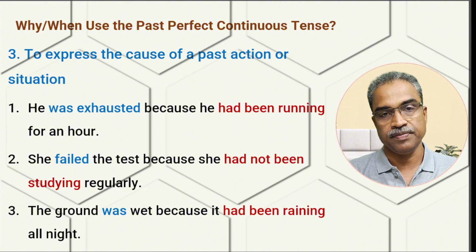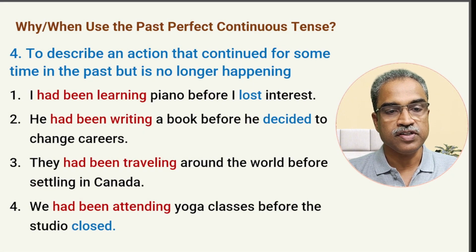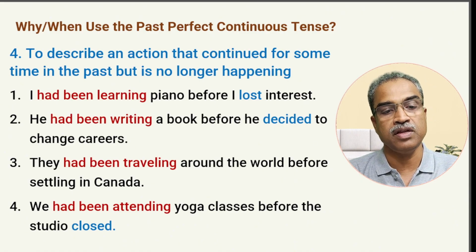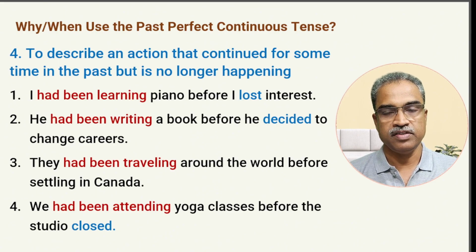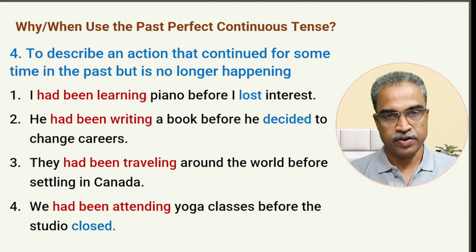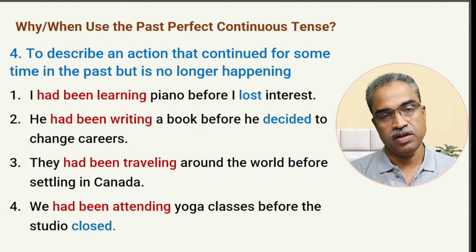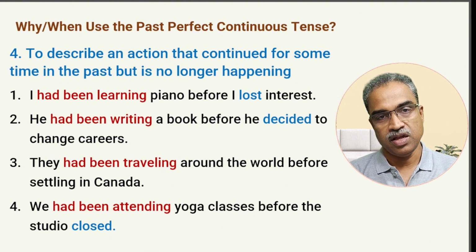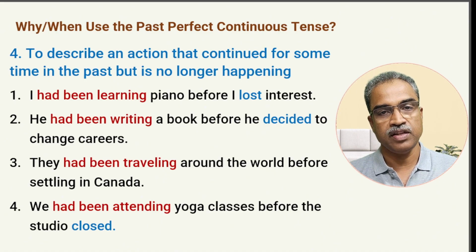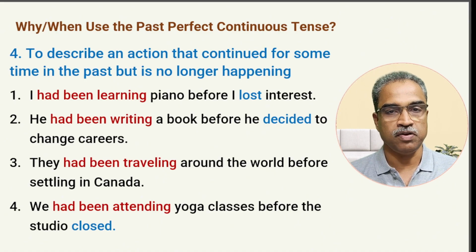And finally, we also use this tense to describe an action that continued for some time in the past but is no longer happening. That's simple enough. Past perfect continuous. See, there is perfection, completion, there is continuity, and everything happened in the past. So an action started, continued for some time, and then ended. That's past perfect continuous tense.